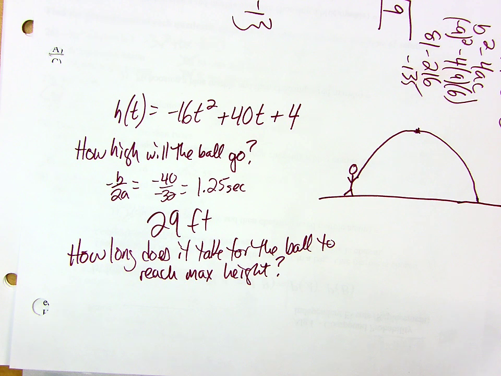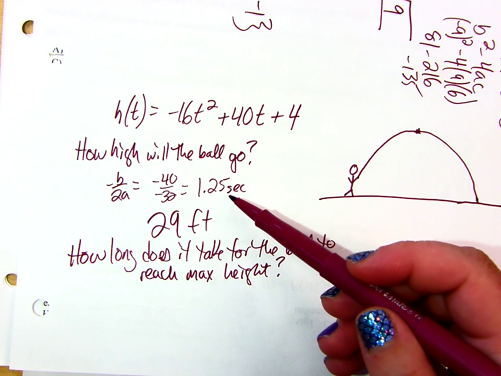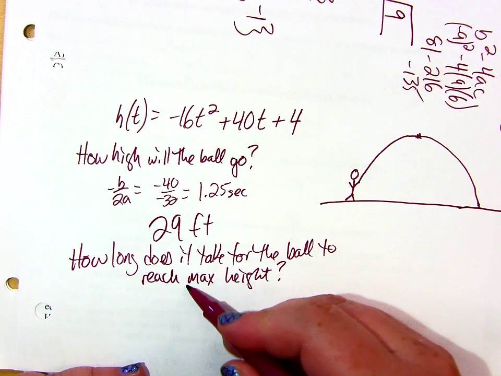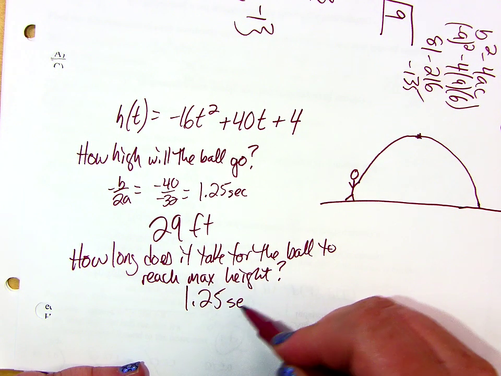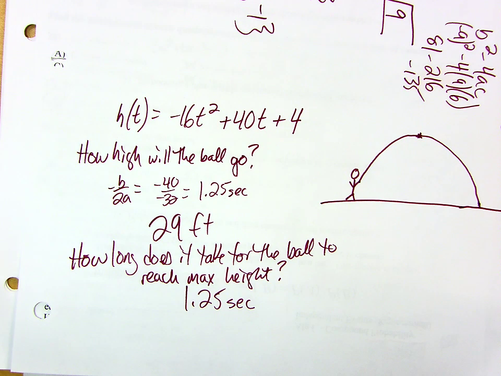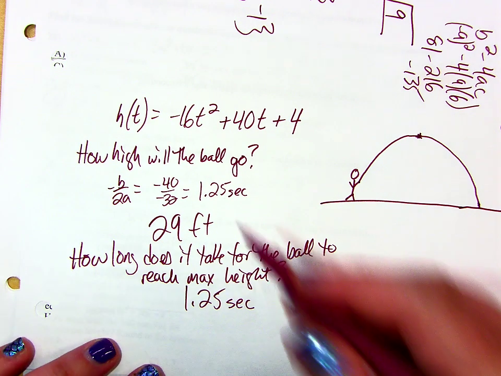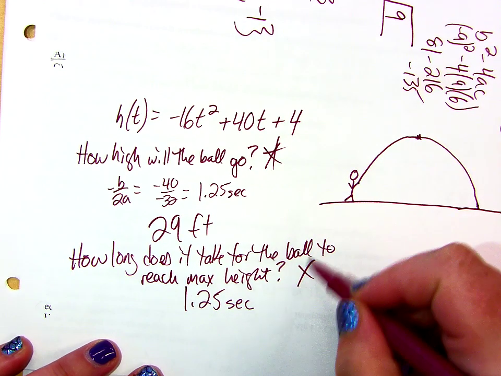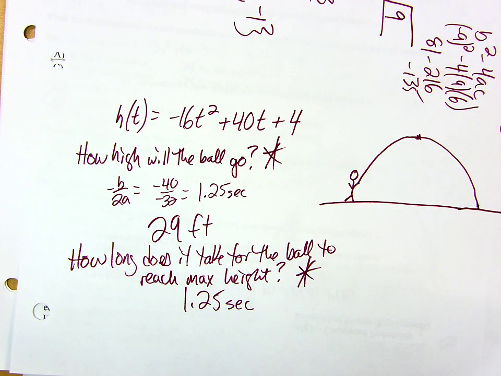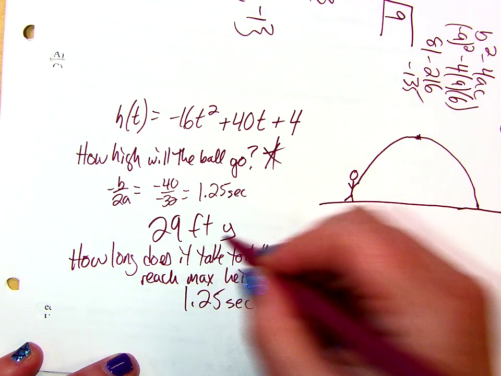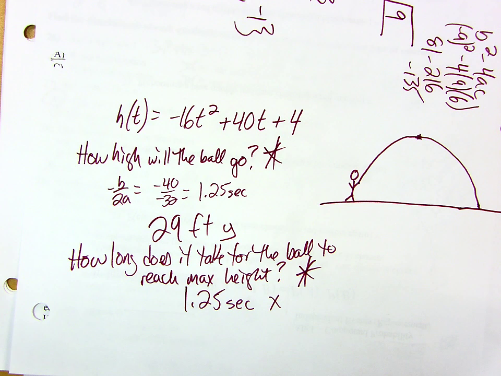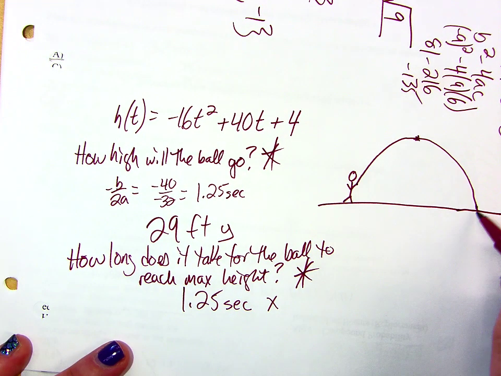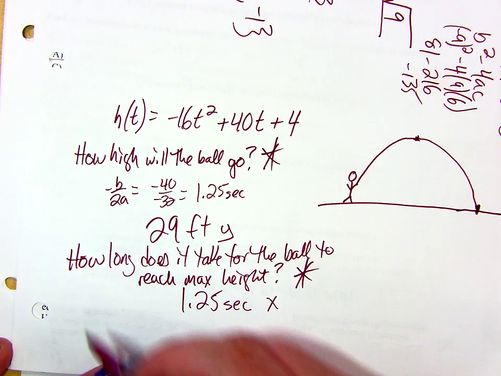Just leave it. Didn't you just find the time right there? You literally already have the answer. Both of these questions are answered by the vertex. If you have both coordinates of the vertex, this is the x coordinate of the vertex, this is the y coordinate of the vertex. The only question that I could ask you that's not solved by finding the vertex is how long will it take for the ball to hit the ground?